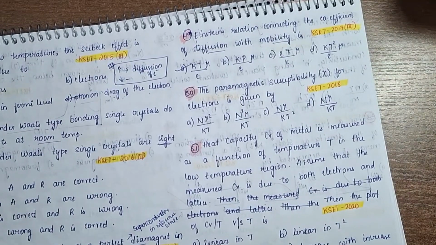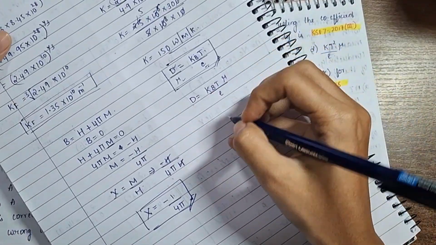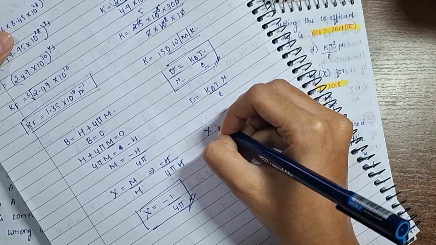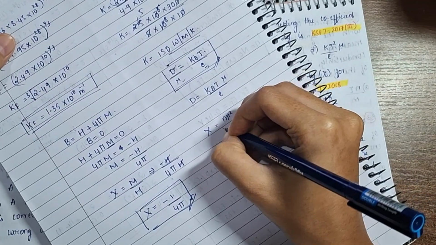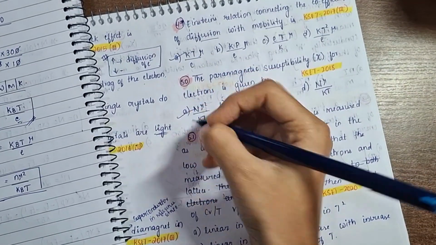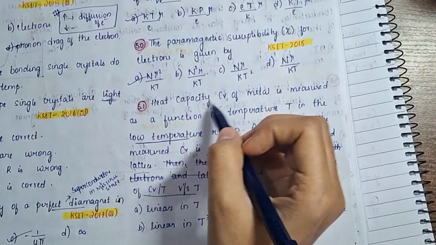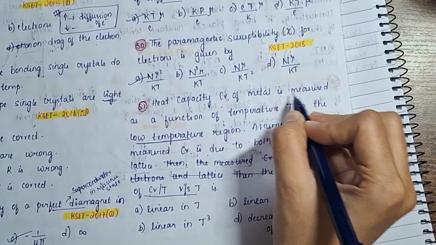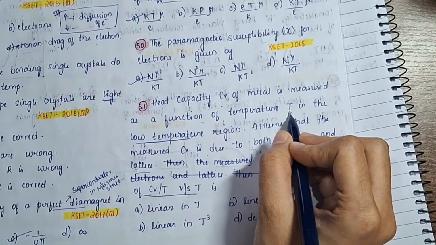The paramagnetic susceptibility in the CGS unit is chi is equal to N mu squared by kBT. These are direct formulas.